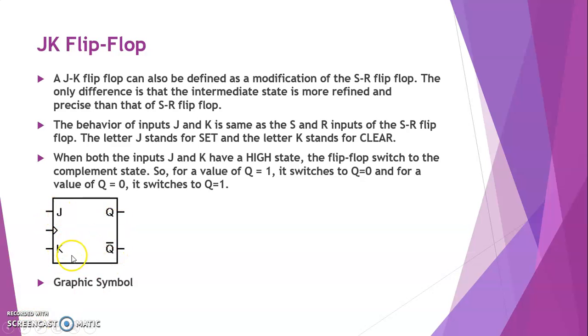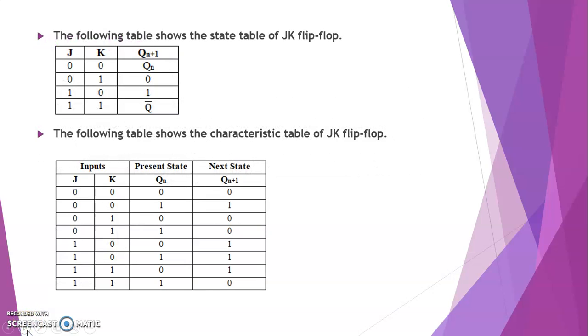If the J and K input values are in the high state, then it will move to the complemented state. Next is the following table shown: JK 00 gives Qn, 01 gives 0, 10 gives 1, and 11 gives Q bar.